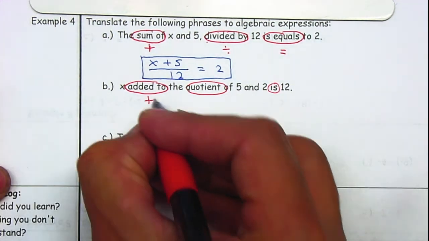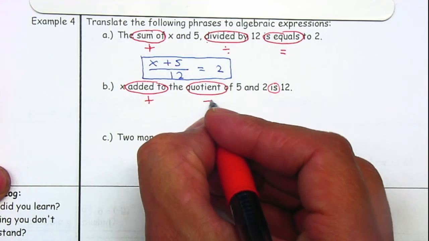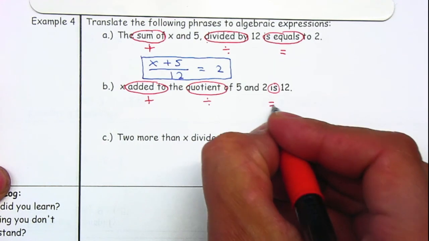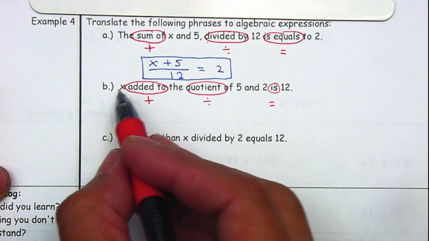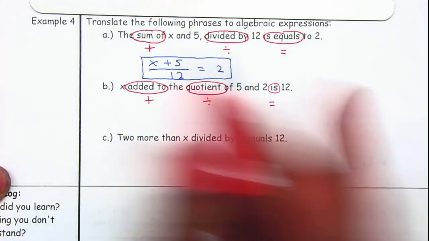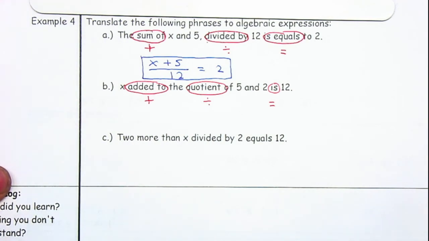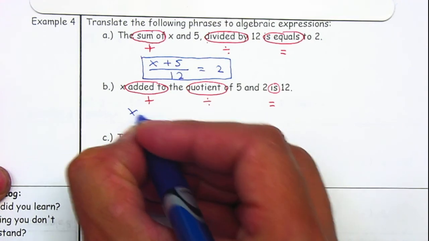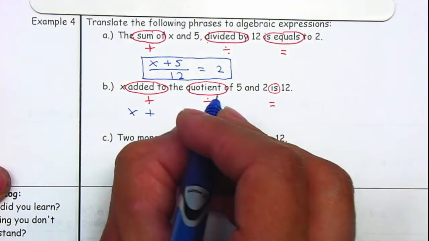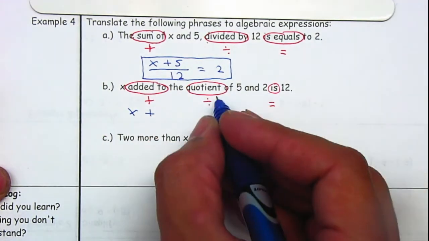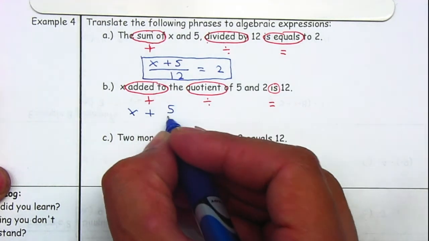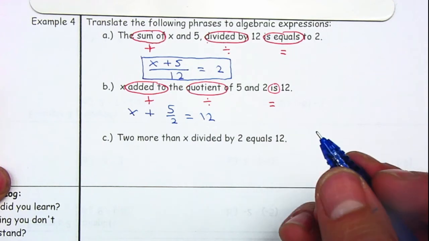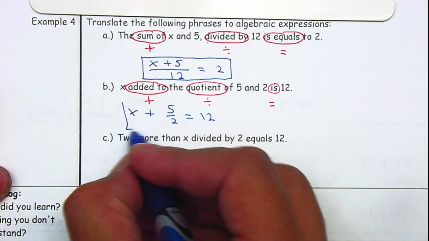Added, that's going to be an addition. Quotient is also a division. Is is an equal sign. X is added to the quotient of 5 and 2 and is 12. So x is added to the quotient of 5 and 2. So we're going to divide those two numbers, 5 and 2, and that is going to be equal to 12. Go and box in your answers.